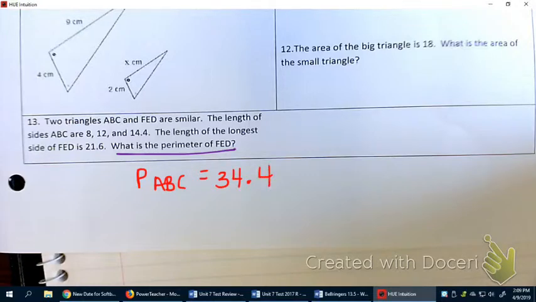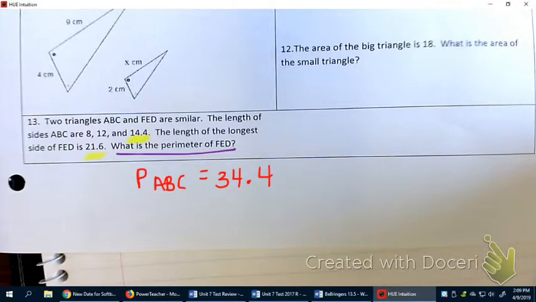It tells me that the longest side of FED is 21.6. Why is that helpful? So what am I going to compare that longest side of FED to? The longest side of ABC. And what is that? 14.4. Good. 14.4 is the longest side of the other triangle. So those two parts go together, the 14.4 and the 21.6. And then the perimeter of FED I can find by knowing the perimeter of ABC.